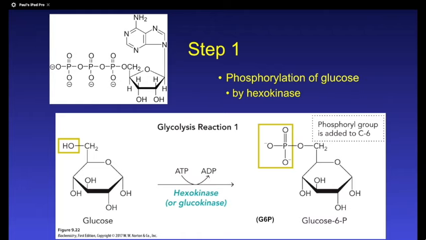Okay, and so there's an alternative enzyme called glucokinase. It's going to kinase, put a phosphate on glucose. It's found in a different tissue type. The majority of sugars are phosphorylated by hexokinase in muscle. That's where we're going to find that. Glucokinase is found in the liver.